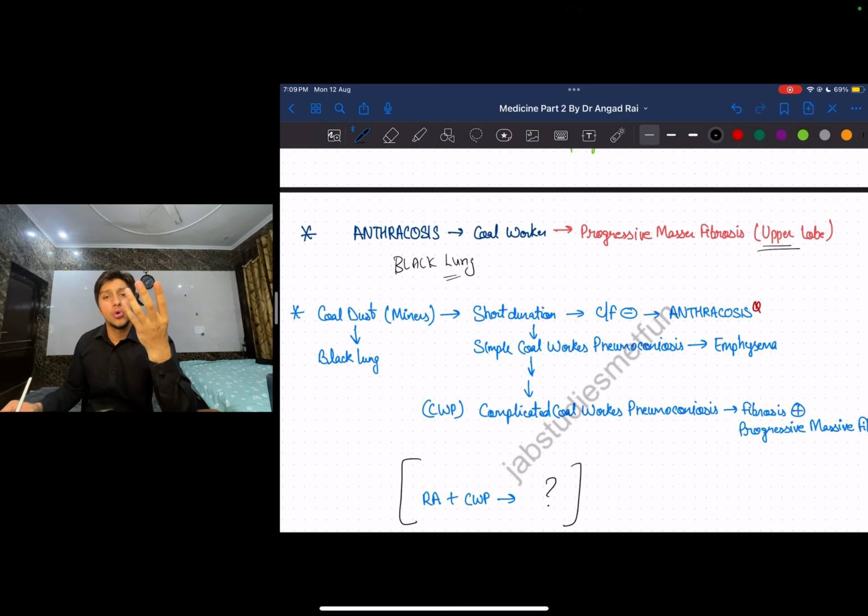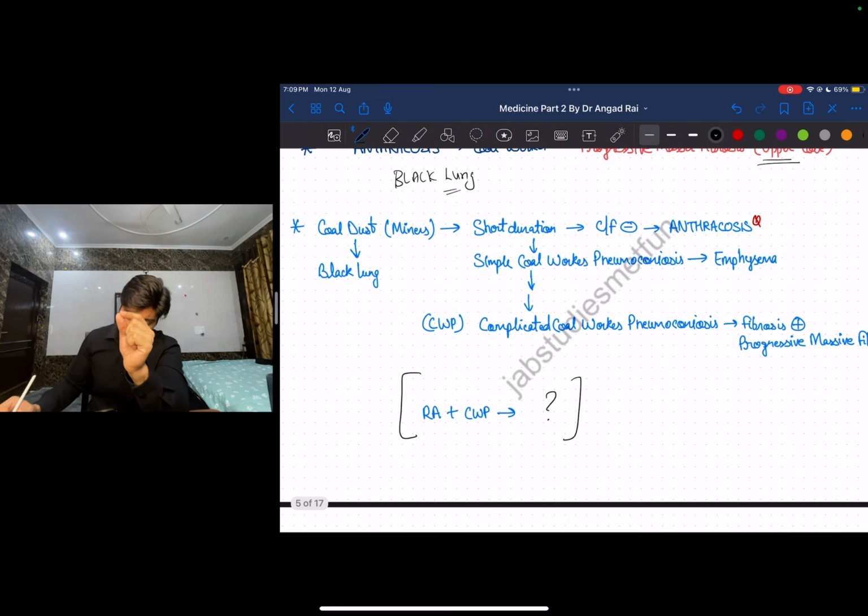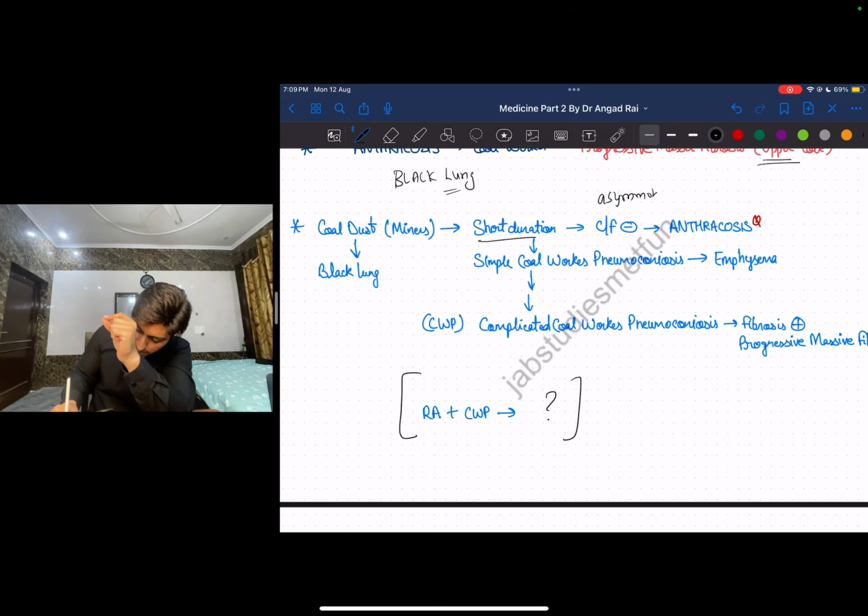How do you see coal dust? The dust, because of gravity, goes up. So remember, anthracosis in coal workers will be seen in which location, guys? It is going to be in the upper lobe. Now remember, guys, there are 3 stages to this anthracosis. First is when it is of short duration and there are no symptoms. Basically, it is asymptomatic. If it is asymptomatic, guys, you will simply call it anthracosis.